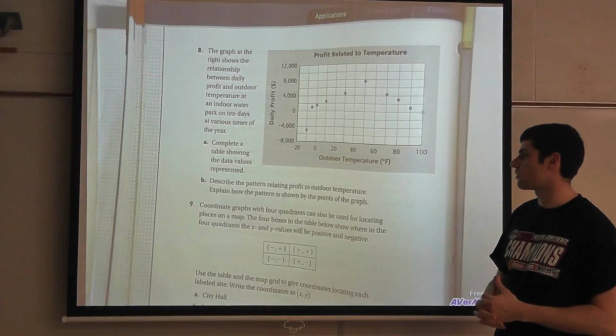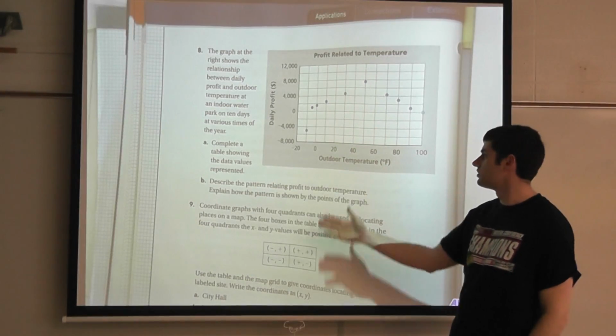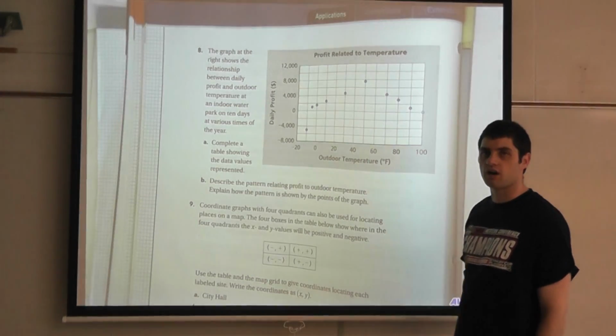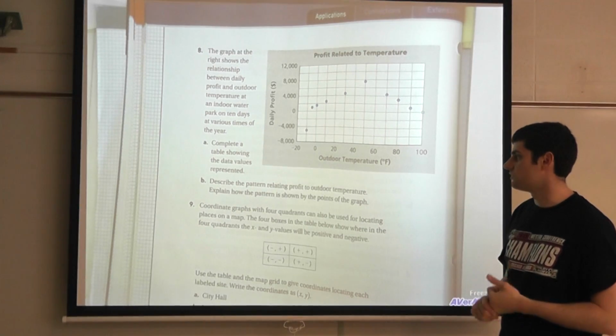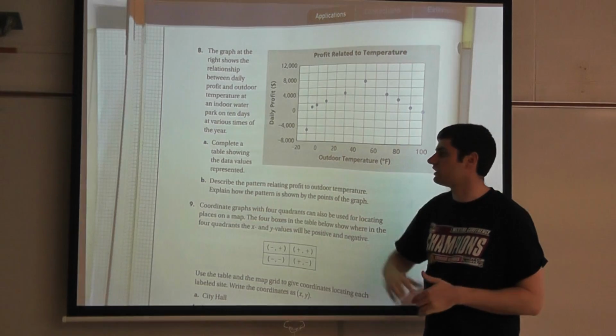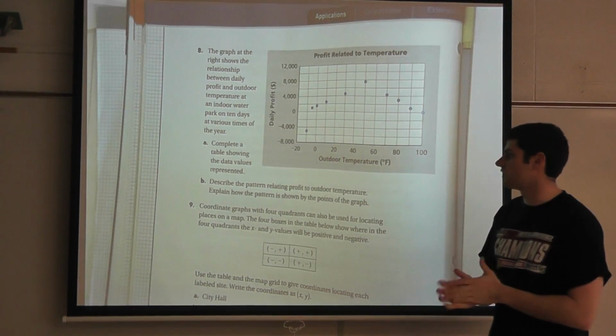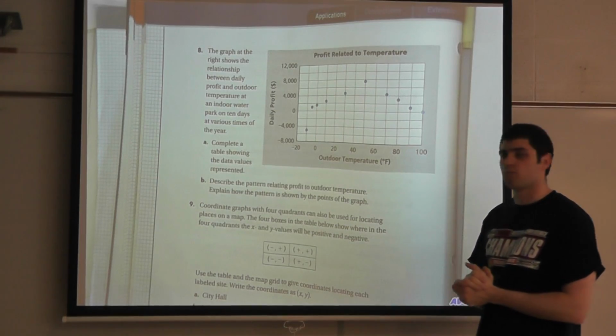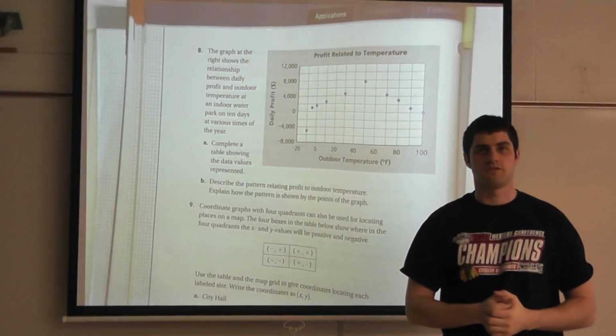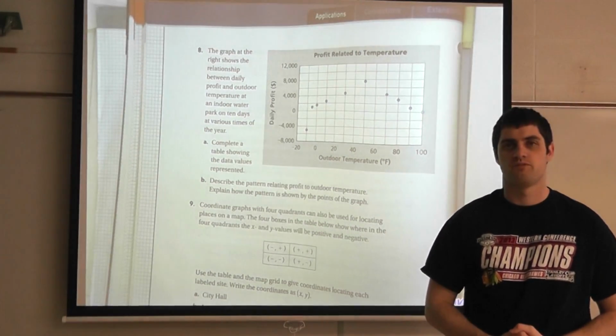Describe the pattern relating profit to temperature. How does temperature affect our profit here? Again, we talked a little about independent and dependent variables. So go ahead and complete this table, then describe the pattern relating profit to outdoor temperature and explain how the pattern is shown by the points in the graph. Go ahead and pause the video and we'll see what you come up with.